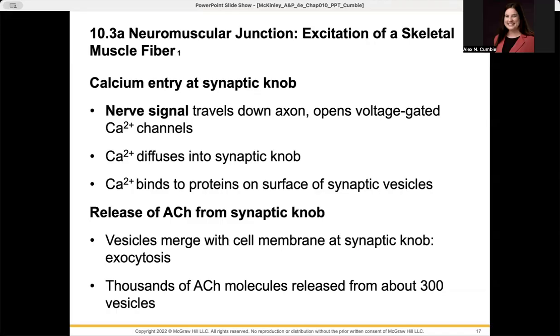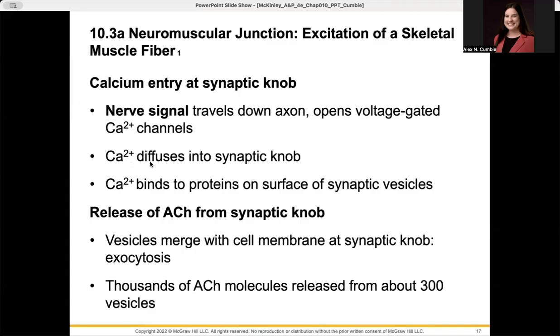And again, the axon is just the part of the neuron that communicates. It's like an extending arm that communicates with other cells. When it becomes stimulated, a nerve signal, an electrical signal, travels down the axon and eventually makes its way to the synaptic knob. And when that electrical potential changes, it opens these voltage-gated calcium channels.